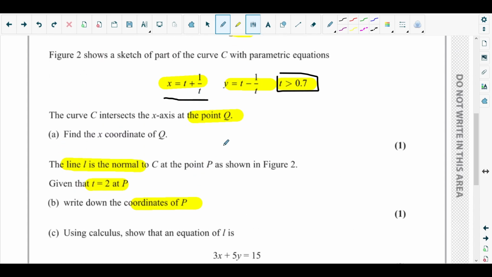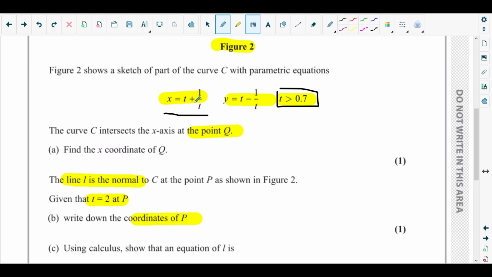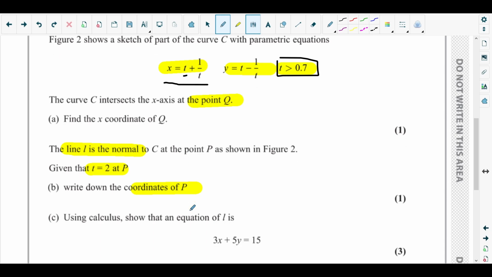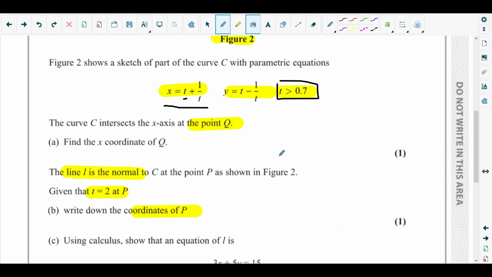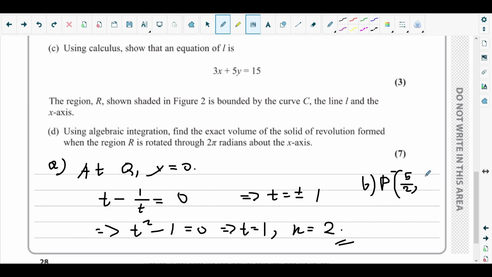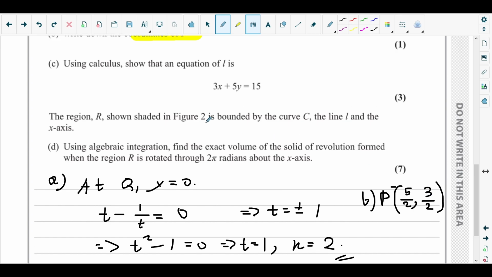T is 2. So 2 plus half, that is 2.5. The x coordinate is 2.5, that is 5 over 2. And the y coordinate is 2 minus half, that is 1.5, that is 3 over 2. Fine, that's the x and y coordinates of point P.